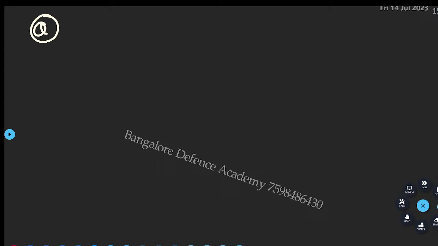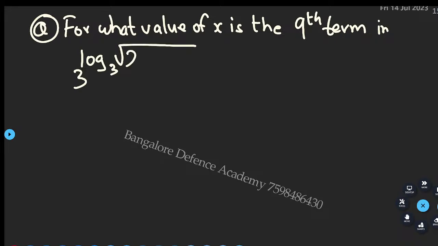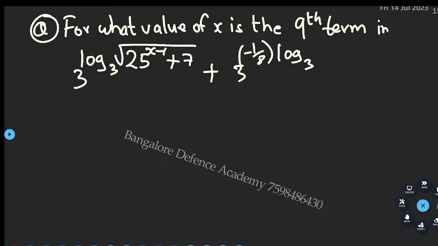For what value of x is the ninth term in 3 to the power of log base 3 to the power square root of 25 to the power x minus 1 plus 7, plus 3 to the power of minus 1 by 8 log base 3 of 5 to the power x minus 1 plus 1, to the power of 10.